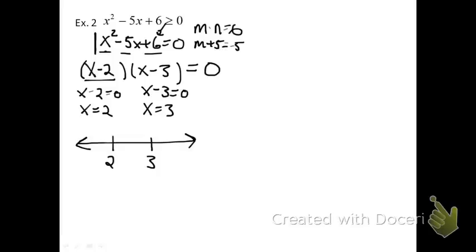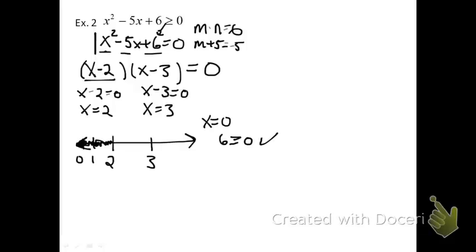Now, I'm going to test the value of x that's less than 2. Like, I could use 1, but even easier would be 0, wouldn't it? So I'm going to try x equals 0 in my original quadratic. And I think if I plugged in a 0, I end up with just 6 bigger than or equal to 0, which is true. That means anything less than 2 is a solution, since 0 worked, and it's over here. So I can shade to the left of 2.